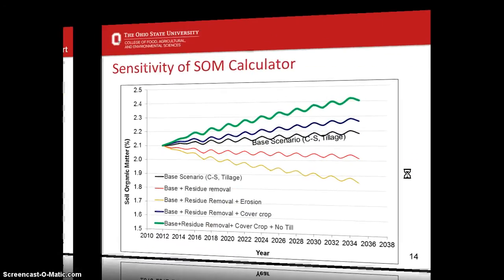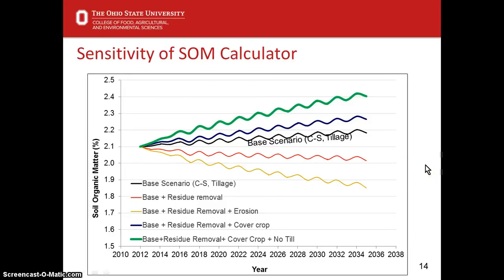Now moving on, this is a hypothetical scenario to demonstrate the sensitivity of the calculator. It starts with a base scenario which assumes corn soybean rotation with conventional tillage, and it has a slightly increasing trend starting in 2012 going into 2035. And if you add a management option that's residue removal, it shows that your organic matter content is going to have a decreasing trend, and you might end up somewhere in the range of 2% organic matter content during this time period. If there was any erosion, that further makes the organic matter content worse over a period of time.